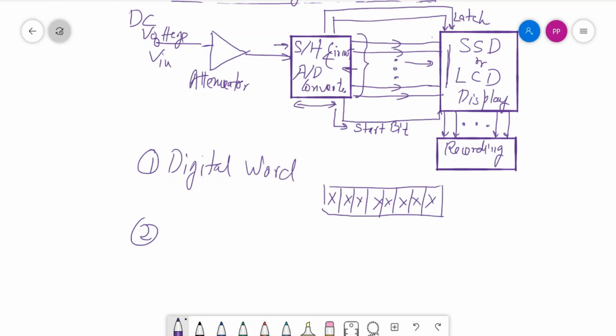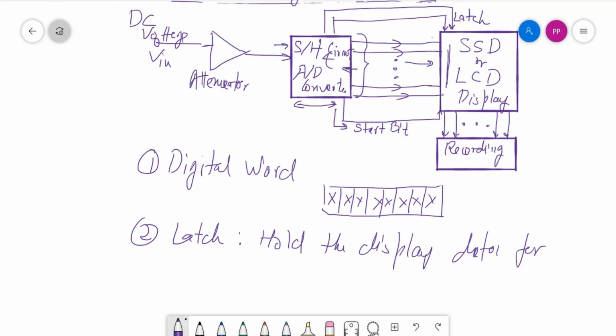Second one is the latch. So the purpose of the latch is to hold the data at the display unit for a given period of time. So the purpose of this is to hold the display data for a specific period of time.